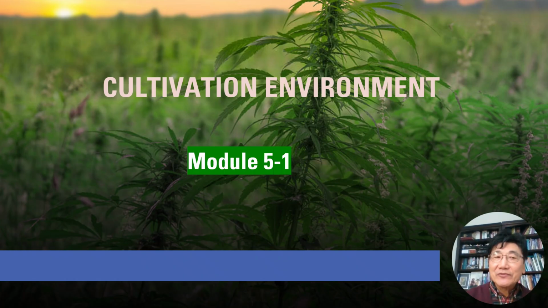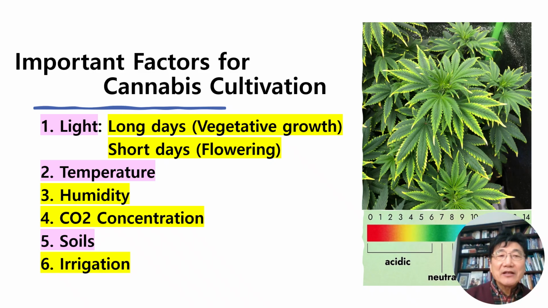Now, let's talk about the environmental conditions for growing cannabis. Let's explore the important factors that influence cannabis cultivation. In this lecture, we will learn about 6 factors for cannabis cultivation, and in the next lecture, we will cover the other factors.